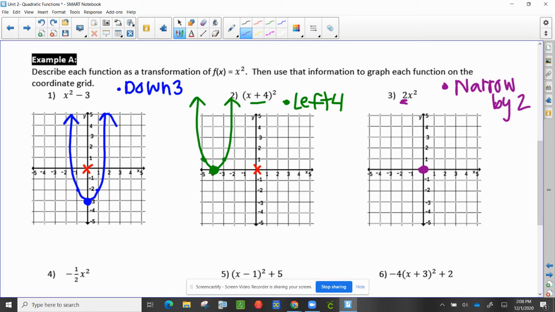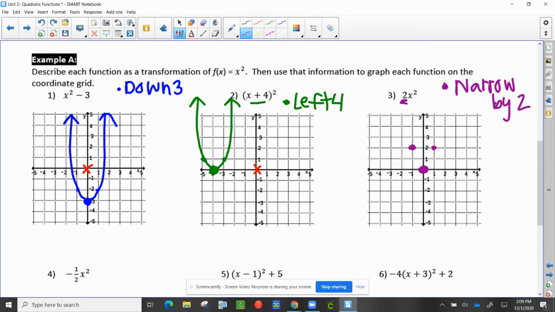But let me just show you the quick way to do this. Normally, we would go up by 1 on either side. But if you have a shrink or a stretch, you're going to go up or down by whatever coefficient is in front. So since it's positive, we're going to go up by 2 on each side.